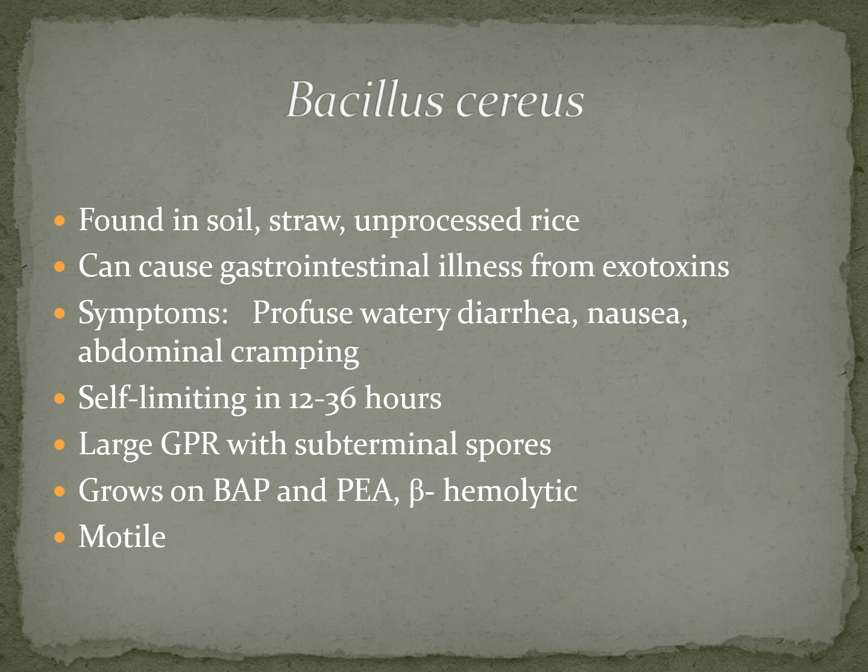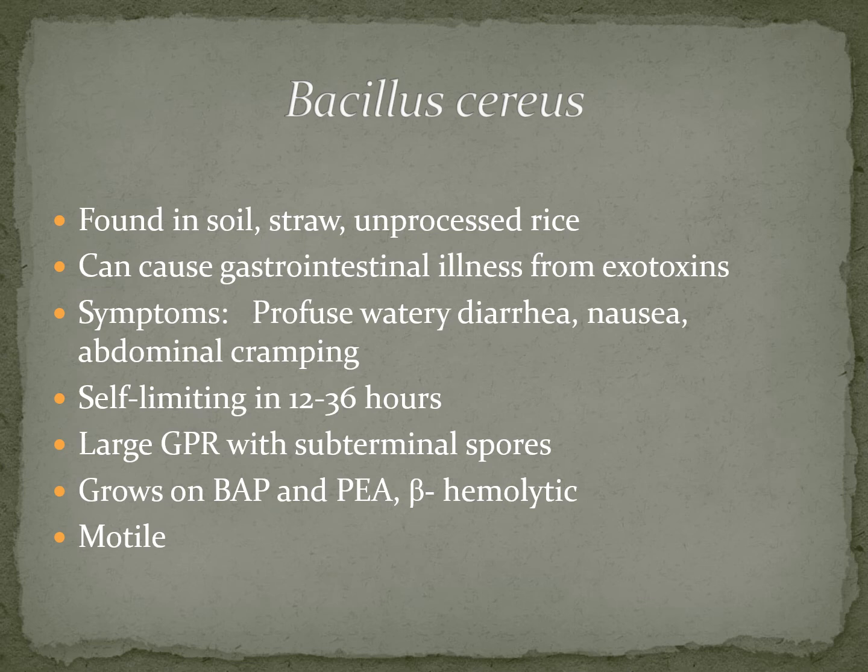Bacillus cereus is found in nature. It's found in the soil, straw, and unprocessed rice. It can cause gastrointestinal illness from exotoxins. It is a common cause of food poisoning with a profound episode of cramping and emesis lasting for about 9 hours on average. Symptoms of having Bacillus cereus would be profuse watery diarrhea, nausea, and abdominal cramping. It is self-limiting in 12 to 36 hours, so generally you're not going to get antibiotics for this.